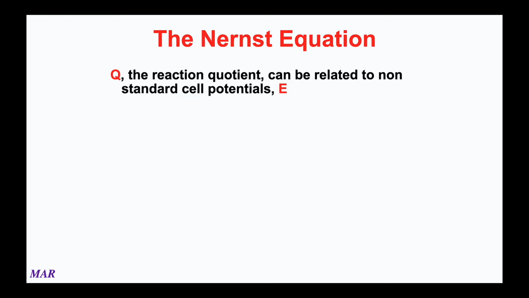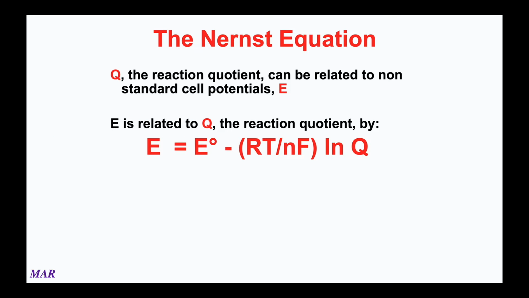So Nernst was the one that pulled this all together, and this right here is the Nernst equation. E, the cell potential under non-standard conditions, equals E naught, the cell potential under standard conditions, minus RT over nF times the natural log of Q. Oh, goodness, there's a lot of things right here.